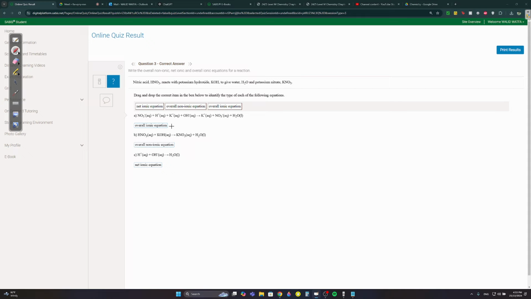You guys from grade 10, remember we did net ionic, overall molecular, overall ionic. Overall ionic basically means split everything into ions. I'm going to write them down on the side so you can see. Overall ionic means write everything. HNO3 is what? H plus and NO3 minus, and aqueous, obviously, because they're ions. Potassium hydroxide is K plus, OH minus, again aqueous. To produce H2O. What's H2O? It's not an ion, right? We just leave it as H2O. And potassium nitrate, what's potassium nitrate? K plus and NO3 minus.